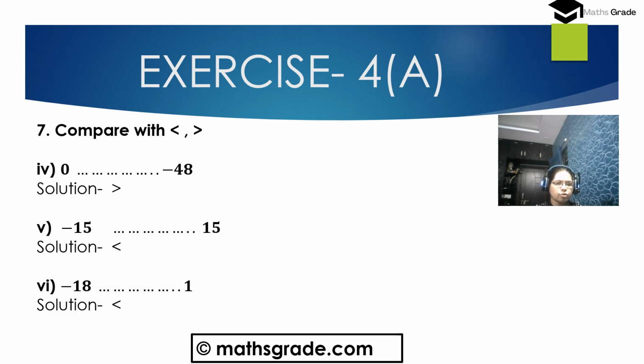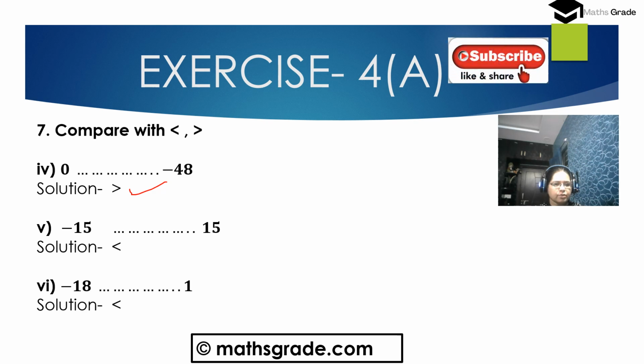Now fourth part, 0 and -48. We know 0 is less than 48, but here -48 is given, so 0 is greater than -48. 0 is always greater than the negative integers. Fifth part, -15 and 15. We know 15 equals 15, but here the negative sign is given, so -15 is less than positive 15. We know every negative integer is always less than the positive integers, and every positive integer is always greater than the negative integers.